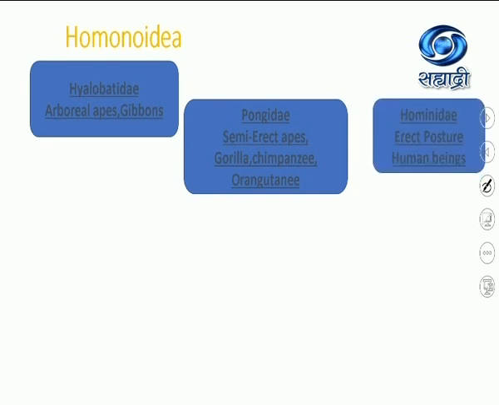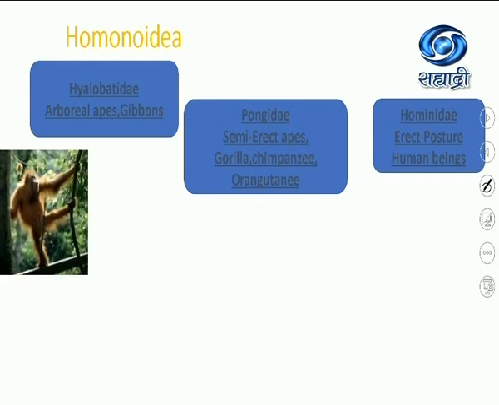And Hominidae. Hominidae are human beings which have an erect posture. So hominoidy further we will study three branches. We will study Hylobatidae, arboreal apes, example gibbons. Pongidae, semi-erect apes, gorilla, chimpanzee, orangutan. And Hominidae, we will study about human beings.